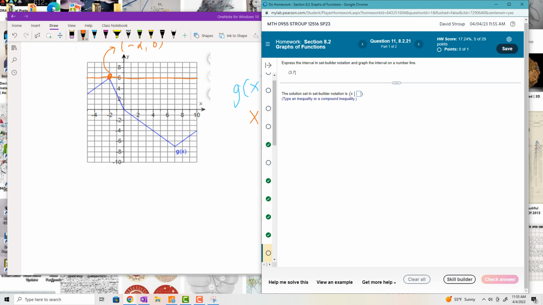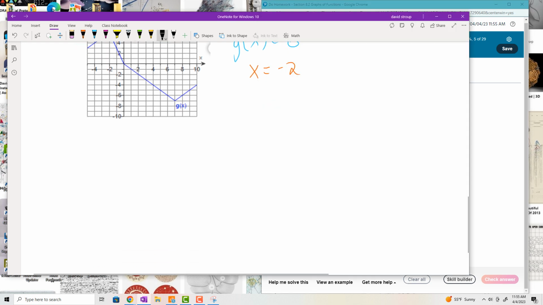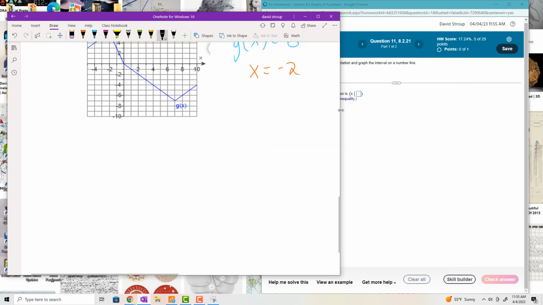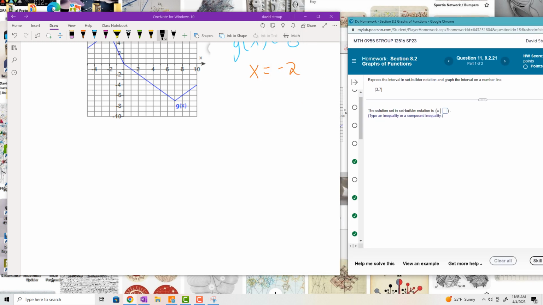Okay, and now we're into interval notation stuff. So, all right. So they want you to put this, they want you to do two things with this interval. They want you to put it into set builder notation and then also graph it on the number line. I like to do the number line graph first.